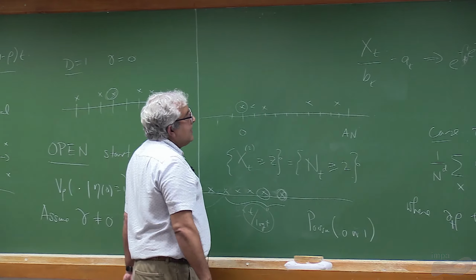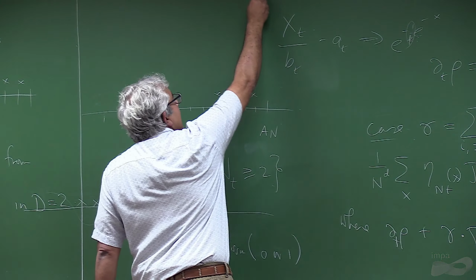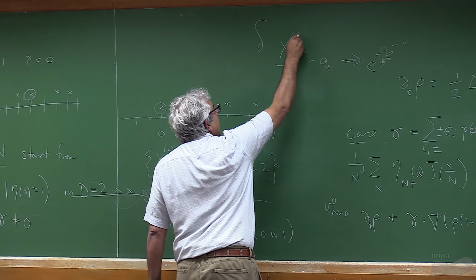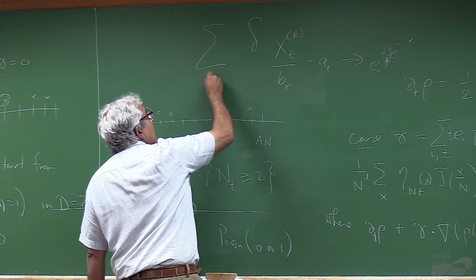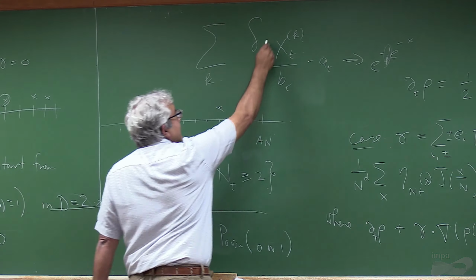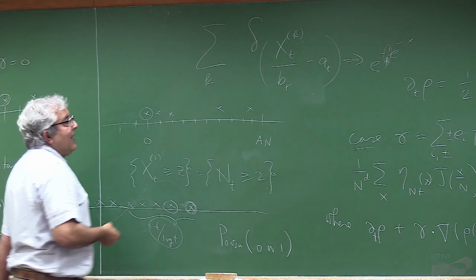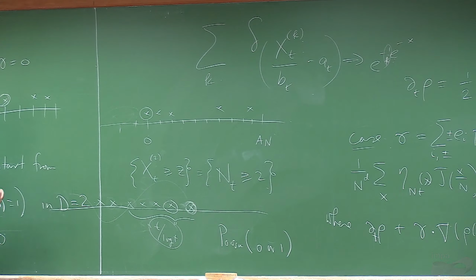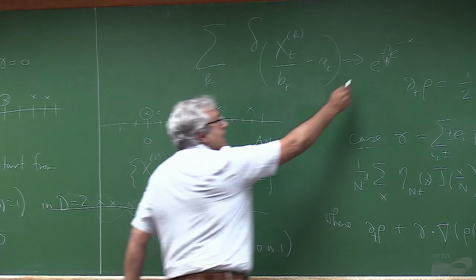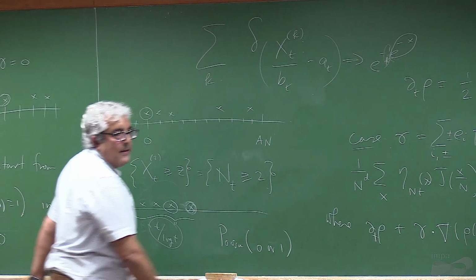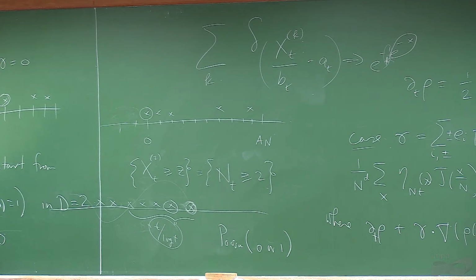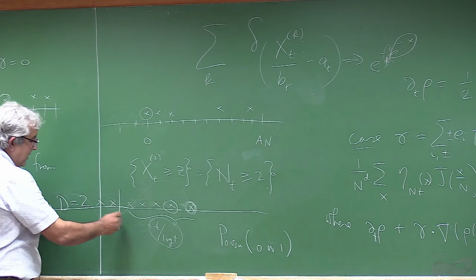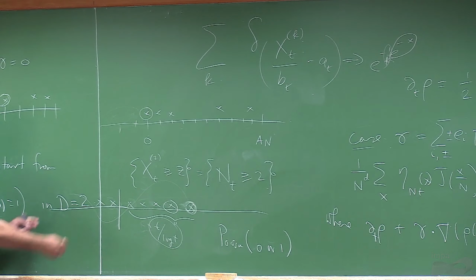So if you add these guys up, then this should converge to a Poisson process with intensity e to the minus x. So what we haven't done yet is, to do that, you need to show that if you separate into two pieces, some asymptotic independence. We haven't done that yet.